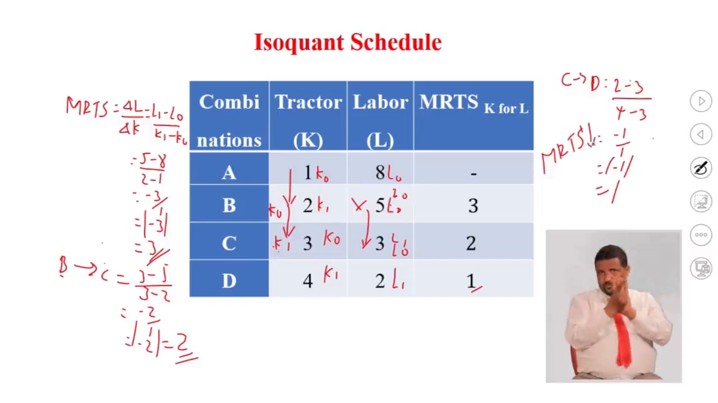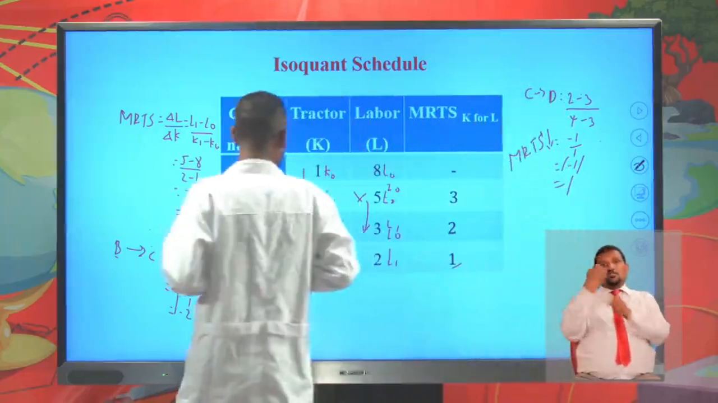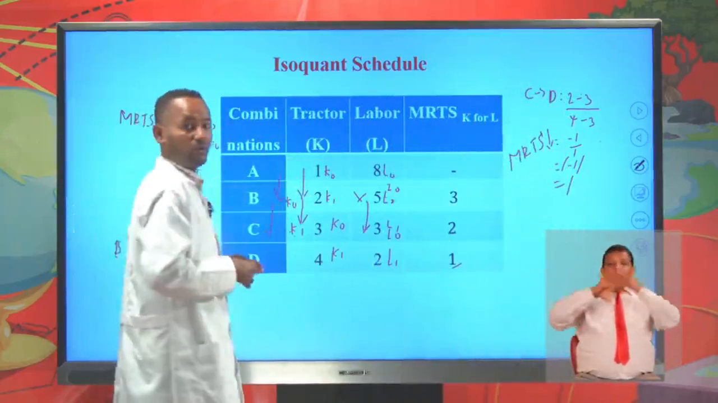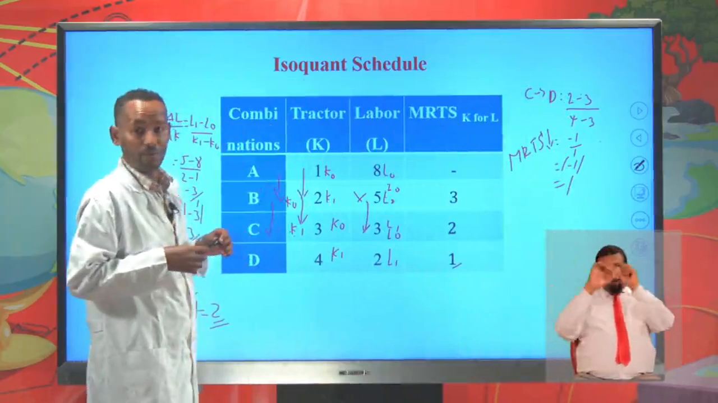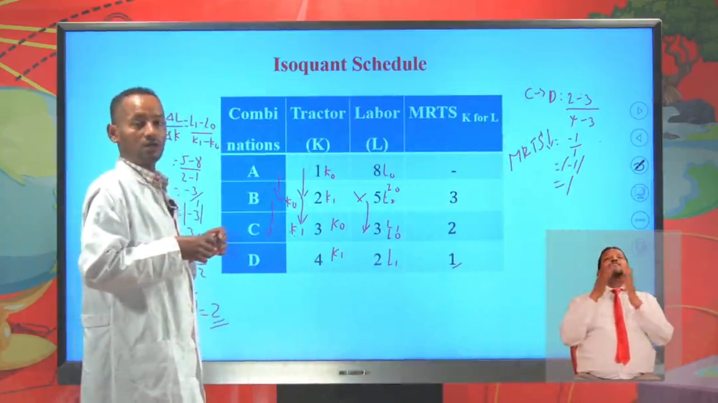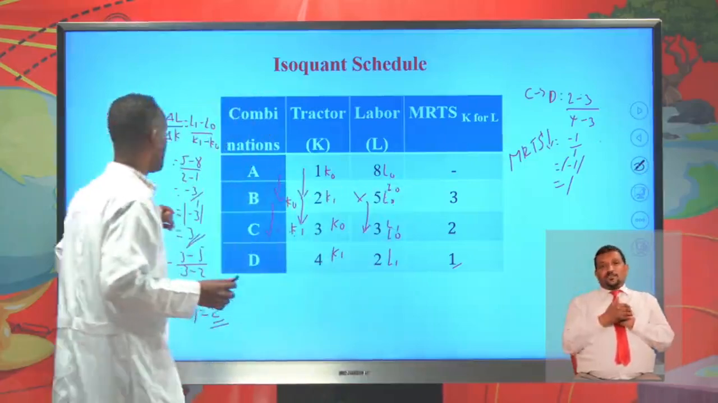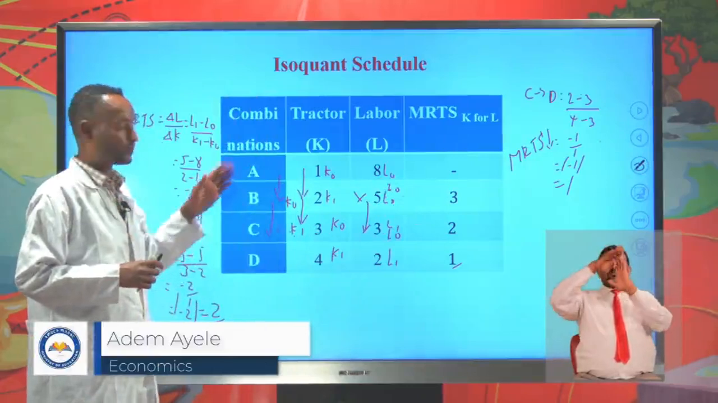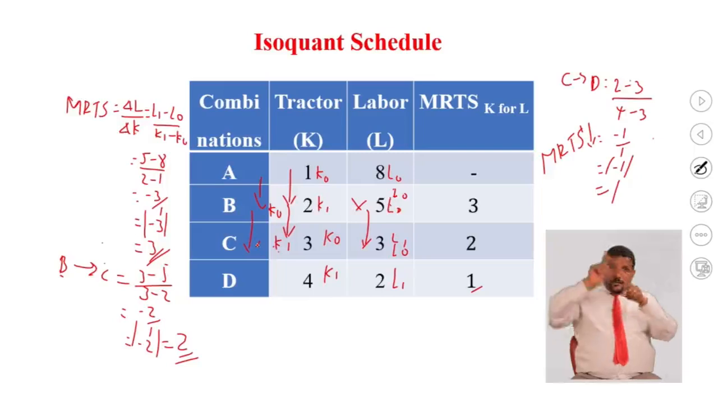For example, as we move from combination A to combination B, we are substituting 1 tractor for 3 labor. When we move from combination B to C, we are substituting 1 tractor for 2 labor. And finally, when we move from combination C to D, we are substituting 1 tractor for 1 labor. So the rate by which one variable input is substituted for another on the same isoquant tends to decline. First, we substituted 1 tractor for 3 labor, then 1 tractor for 2 labor, and finally 1 tractor for 1 labor.